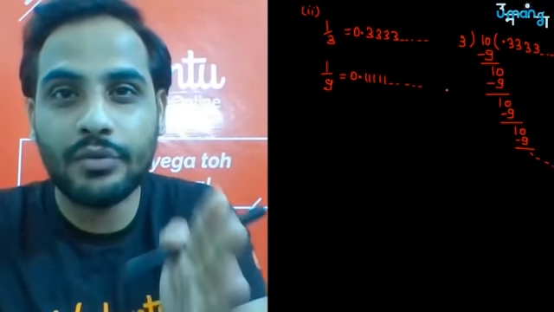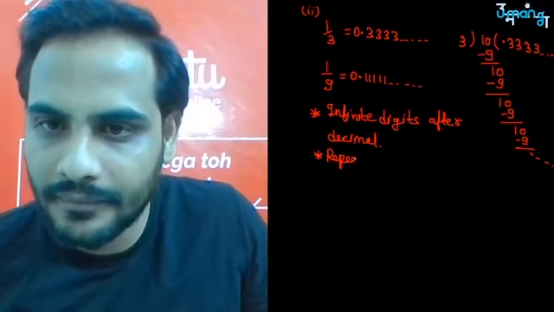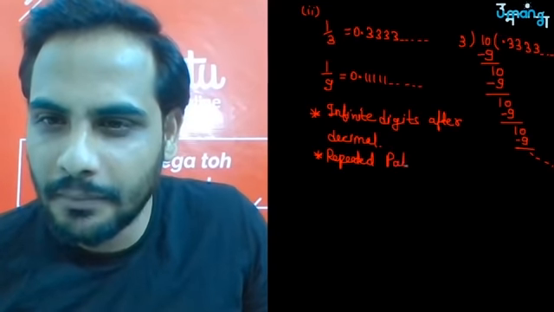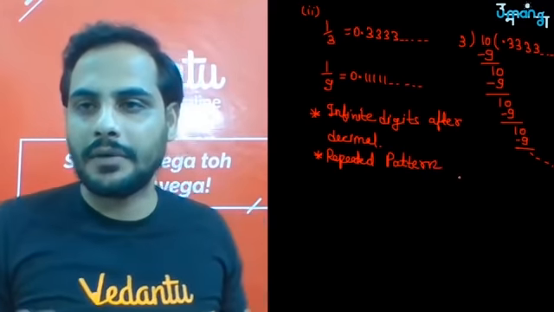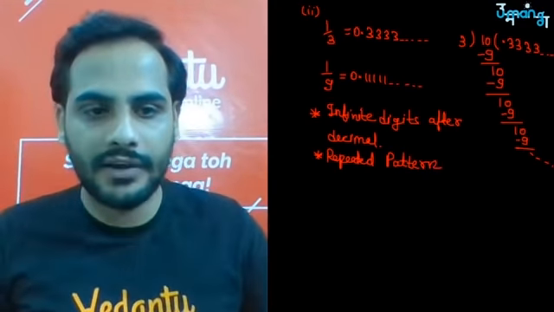What is the second thing which we learned about it? The second thing you will see is that there is a pattern over here. This 3 is repeating itself again and again. In 1 by 9, 0.111111 is repeating itself. So there is a particular repetition. So this is your second category in which you will see there is a repeated pattern. Got it? So this is your second case in which there is always a repeated pattern.